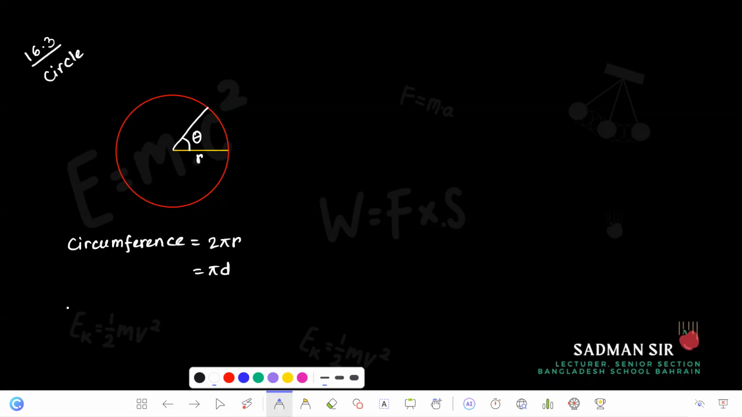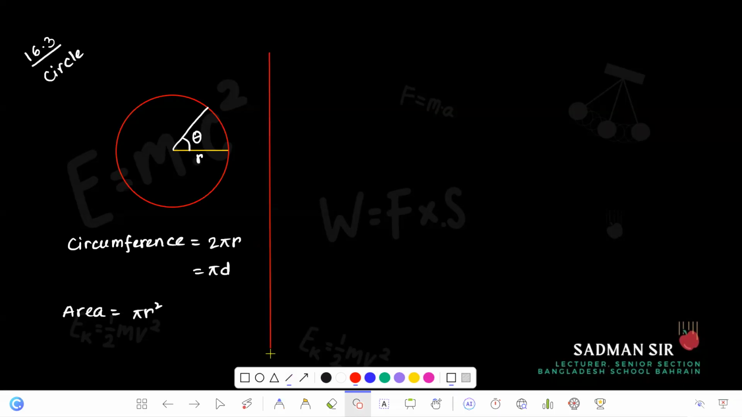Okay, and then area of the whole circle, that is pi r square. These are the two formulas that you knew from before. But the two new formulas that we will learn now, or which we learned in the previous class, they are length of arc.